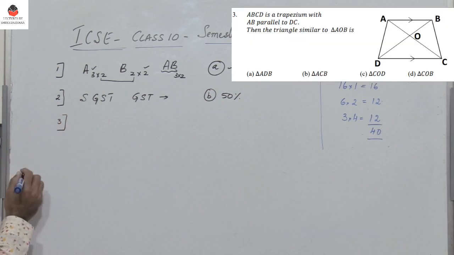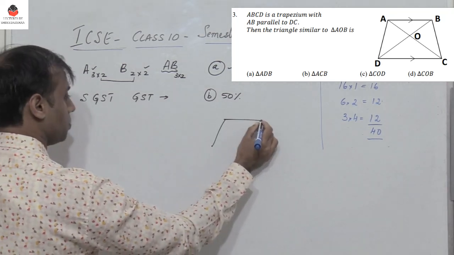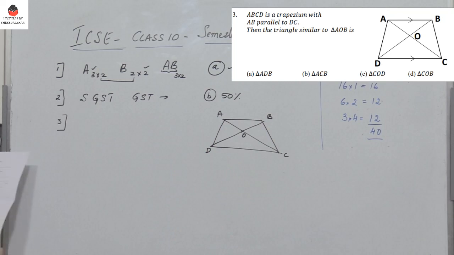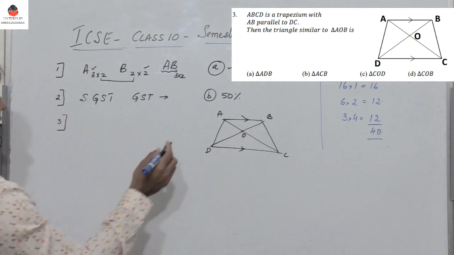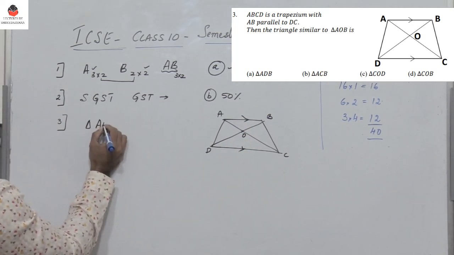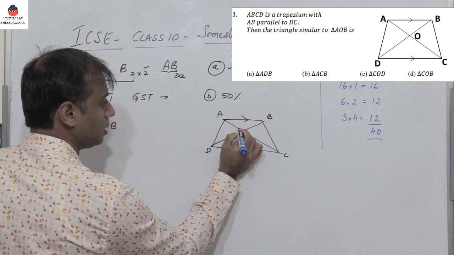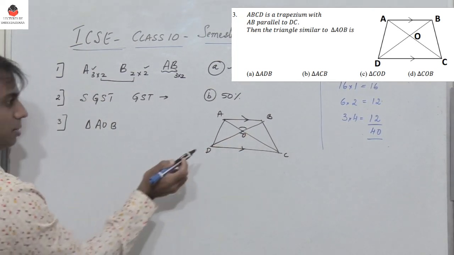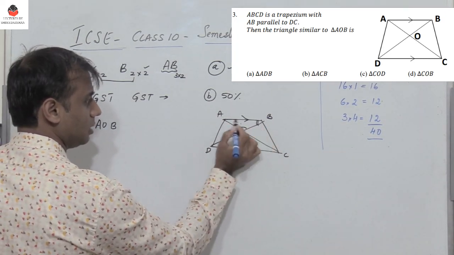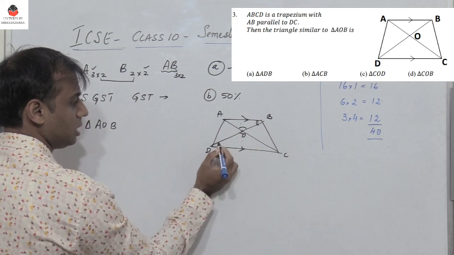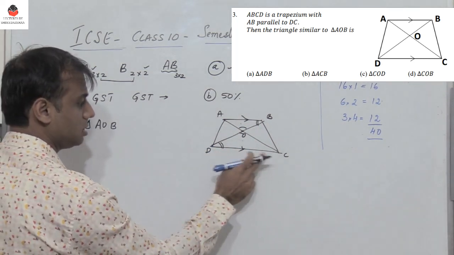Third one, ABCD is a trapezium. So you have a trapezium. So given a trapezium ABCD, where AB is parallel to CD, then we find that triangle AOB is similar to. Now what is triangle AOB similar to? Now we find that these 2 angles are the same because they are vertically opposite angles, and I find that this angle ABD is equal to angle BDC because the 2 lines AB and CD are parallel.